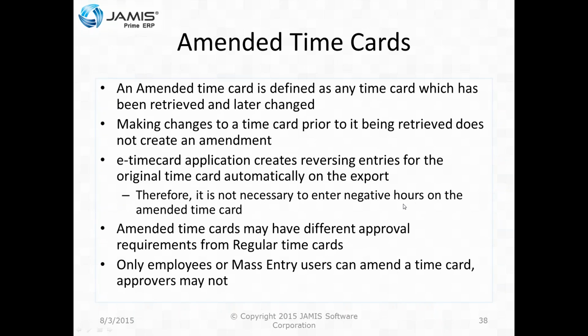Now, on the flip side, we have processed your time card, and it's already been posted as an expense in the database. And now we realize I charged job A and I should have charged job B. Or the project manager now says, I've had to close off this job, we have to move it over to another job. But for whatever reason, you need to amend a time card. An amended time card is simply a time card that has been retrieved and later changed. And so it's already been posted in the database, but now we've got to make changes to it.